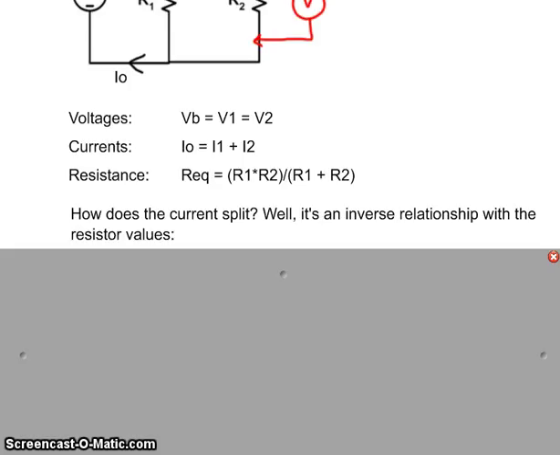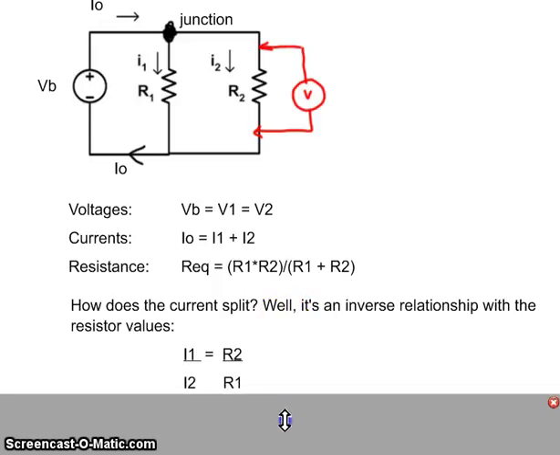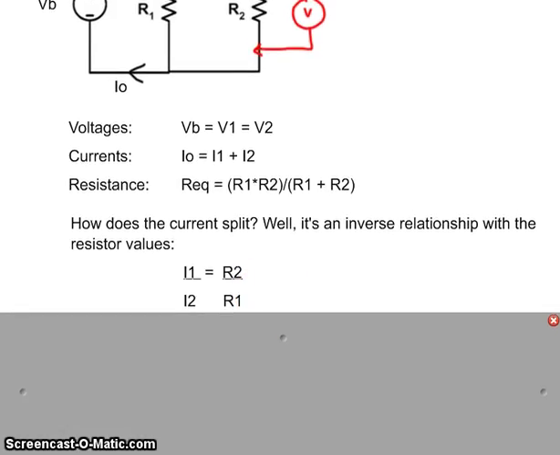A natural question then would be, given this circuit, how does the current split up? What proportion of I0 becomes I1 and what proportion becomes I2? The greater the resistance, the less the current will be, so this turns out to be an inverse relationship. You could write it like this, that I1 over I2 is equal to R2 over R1, which captures the inverse relationship. If R2 is many times bigger than R1, then a lot less current would flow as I2, and a lot more current would flow as I1.